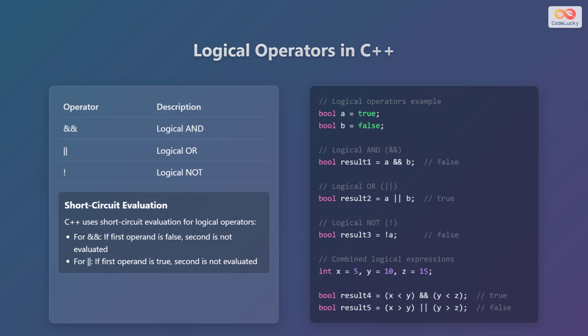You can also combine logical expressions. For example, if x is 5, y is 10, and z is 15, then bool result4 is assigned the result of x less than y and y less than z, which is true because both conditions are true. And bool result5 is assigned the result of x greater than y or y greater than z, which is false because both conditions are false.